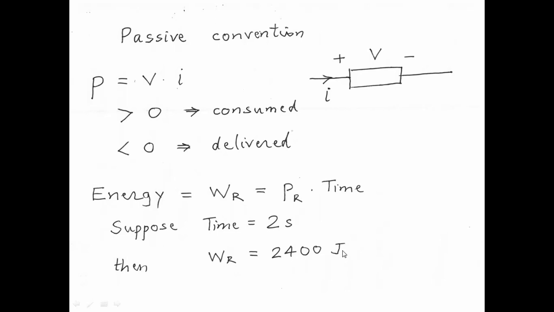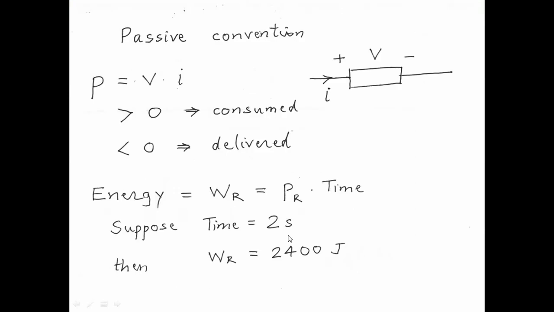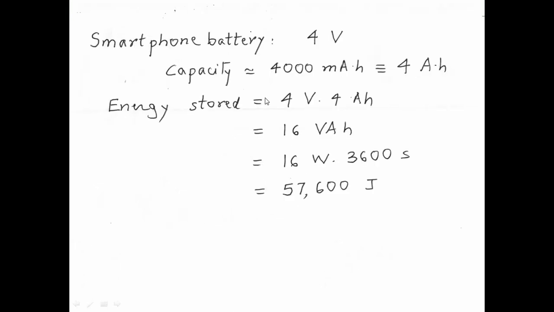Okay, now why did I take these specific numbers? This is typical of a car battery when you are starting the car. The battery of a car is 12 volts, and when one starts the car it consumes about 100 amperes of current. So the whole machinery of the car can be represented by an equivalent resistance of 0.12 ohms. And assuming that the car takes about 2 seconds to start, then the energy delivered by the battery is 2400 joules.